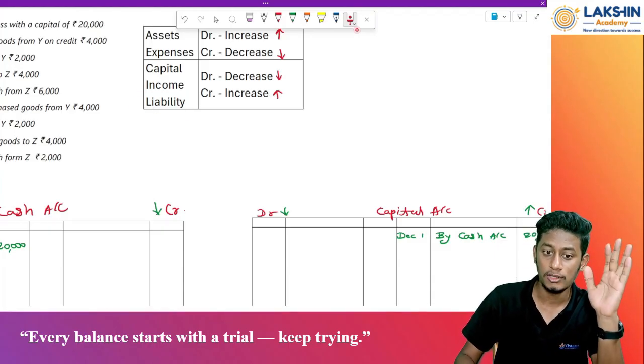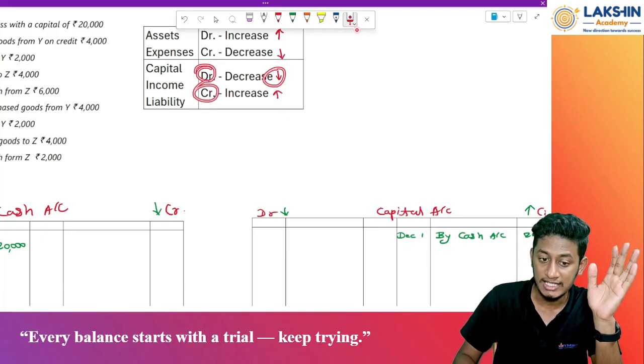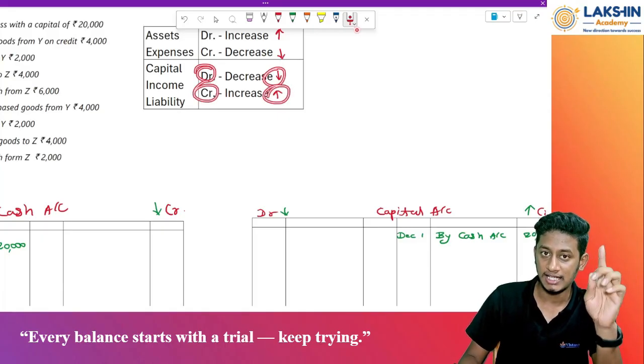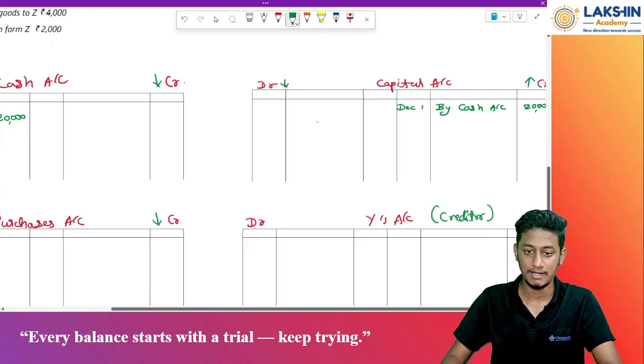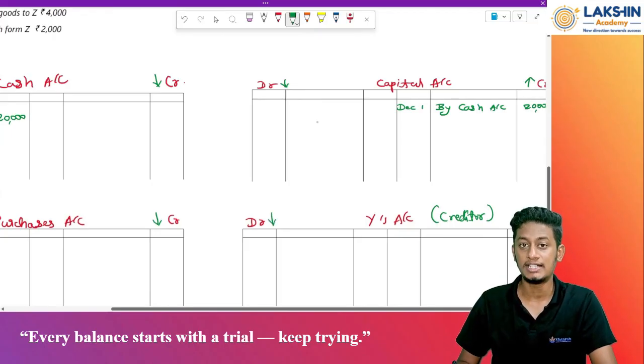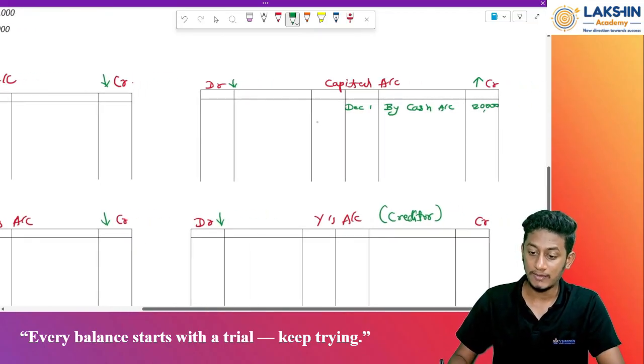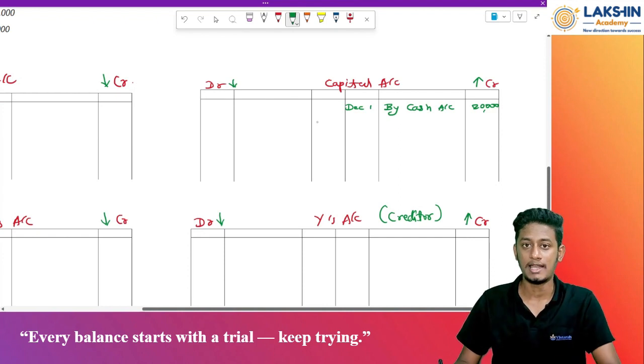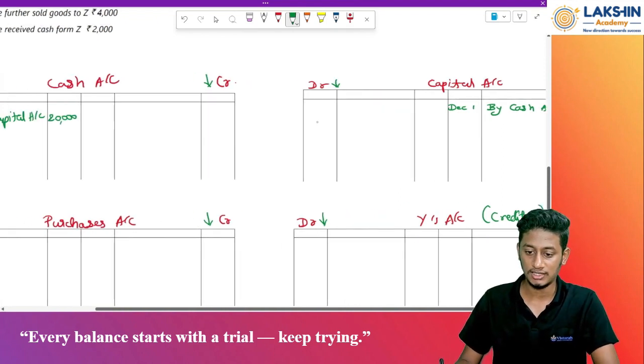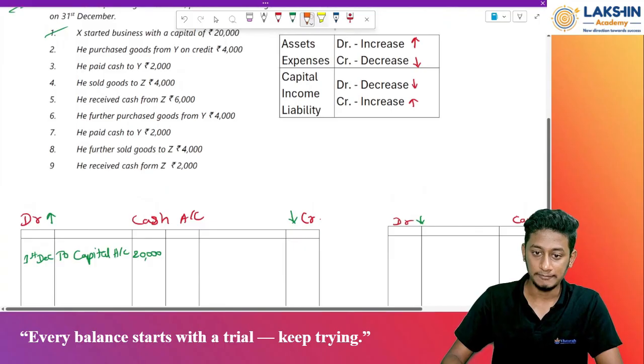Right? So, therefore, any debit will decrease the balance, and any credit will increase the balance. So if I pass an entry on the debit side, it will decrease the balance, and if I pass it on the credit side, it will increase the balance. Right? So this is the rule. Now, let us look at the entry.